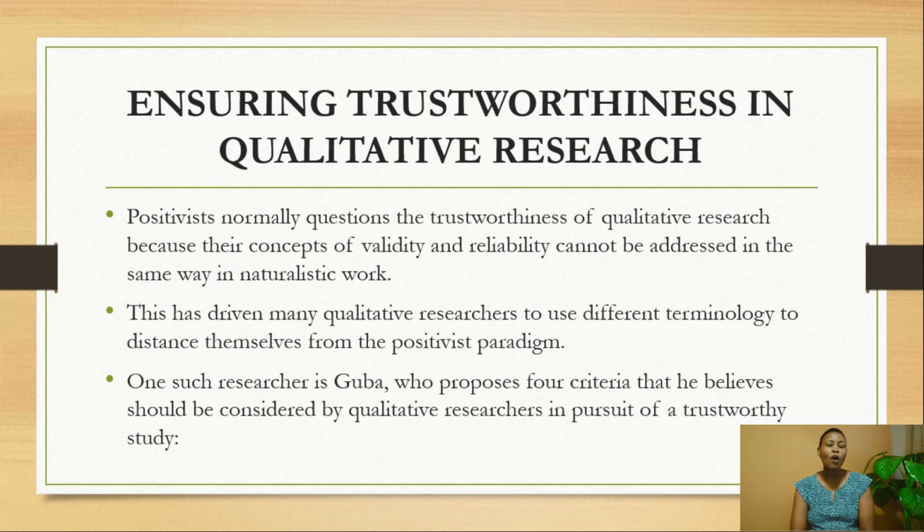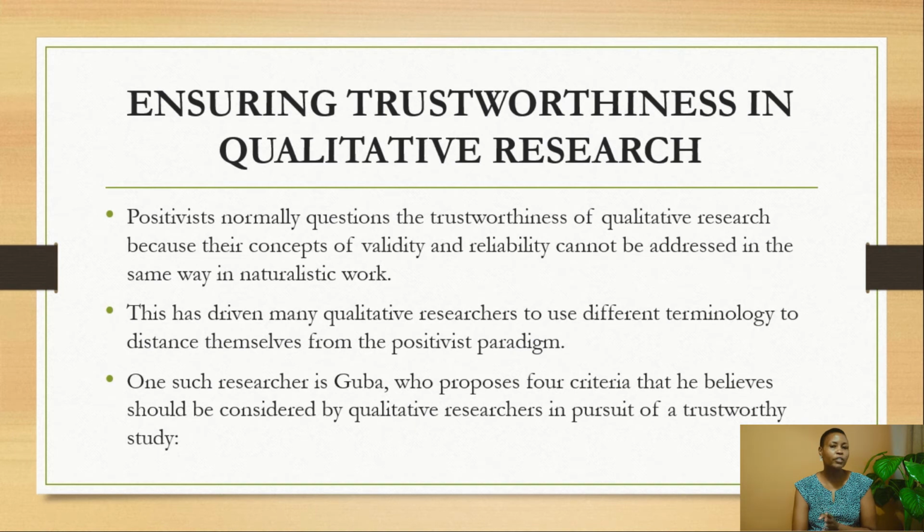Outcome number 3, how do we ensure trustworthiness in qualitative research? The first thing we need to ask ourselves, why are we talking about trustworthiness in qualitative research? Remember, we said the researcher is the key instrument in a qualitative research. Therefore, the report that is written is normally as a result of the interaction of the researcher and the phenomena in its natural setting. So how can we be sure that the report that has been written is trustworthy?